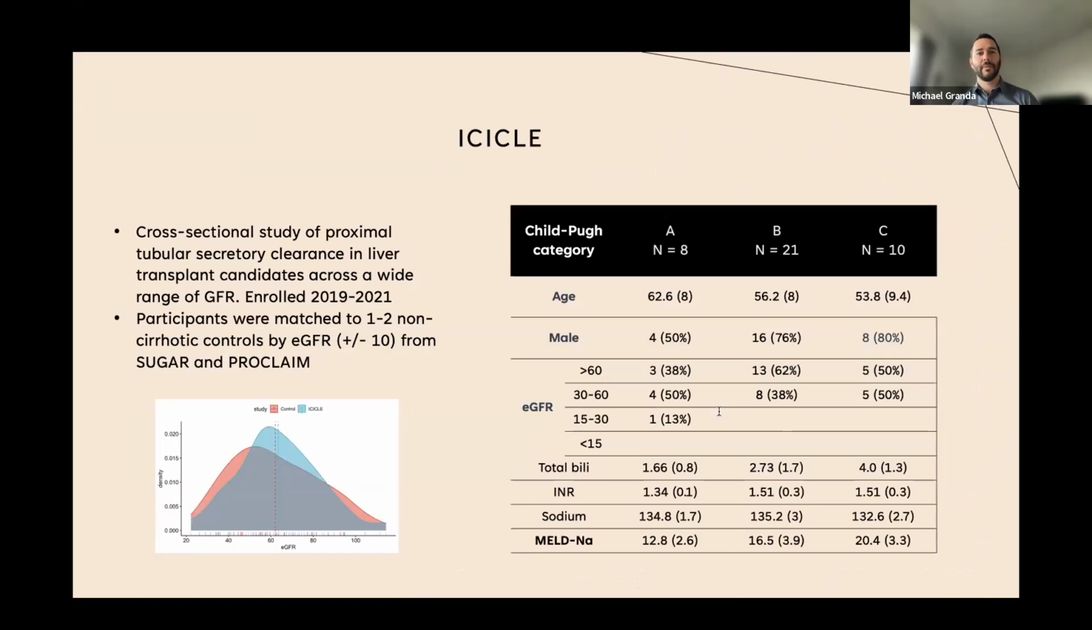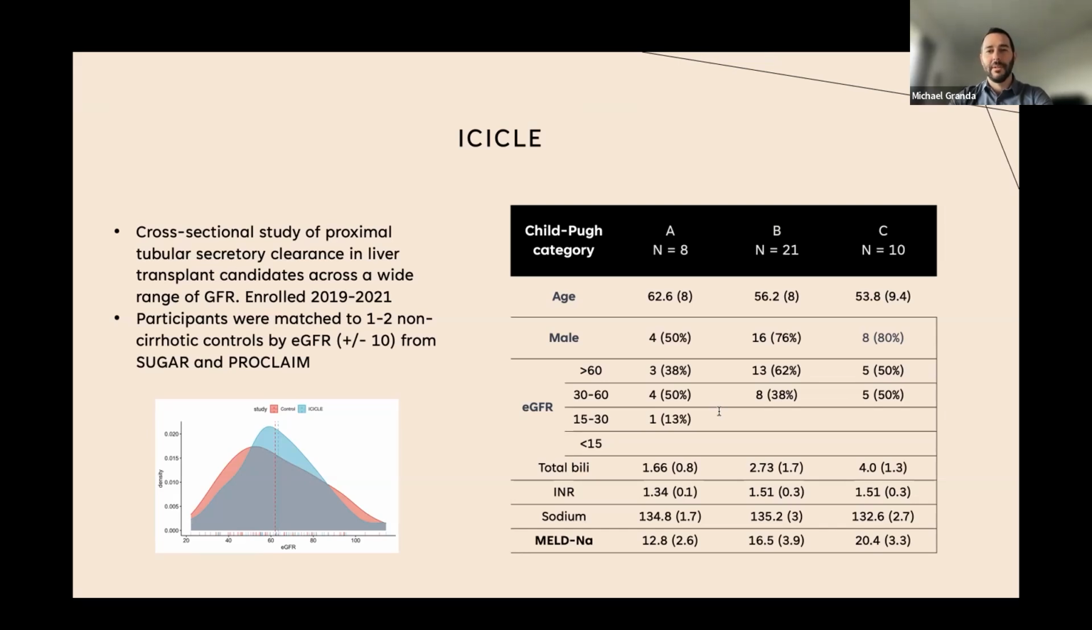So I'll talk about some data that we have from our Icicle study. This was designed to address the question of proximal tubular secretory clearance in liver failure. Our group started the Icicle study, which enrolled patients from 2019 to 2021. Participants were recruited as outpatients across varying degrees of kidney and liver failure. This resulted in 39 participants total, about 2/3 of which were men in their 50s and 60s.